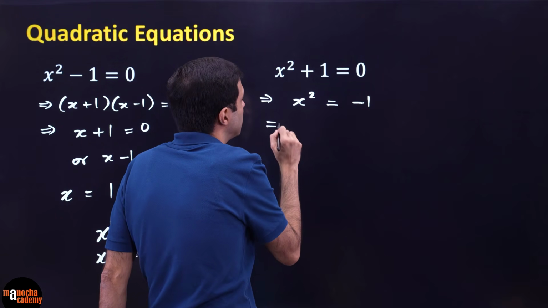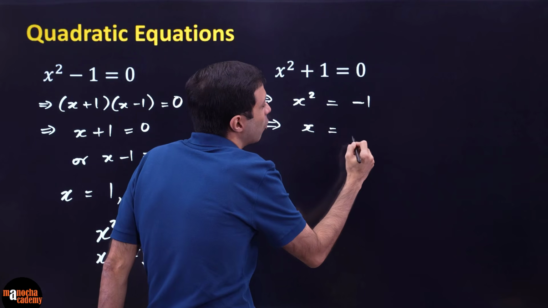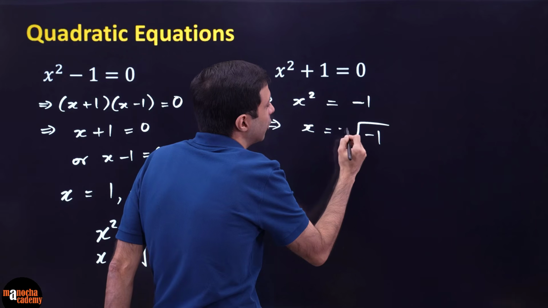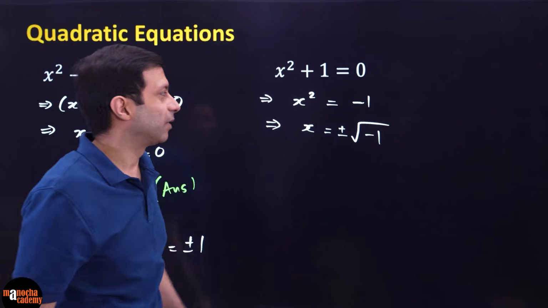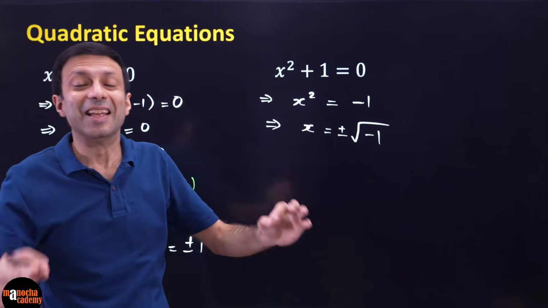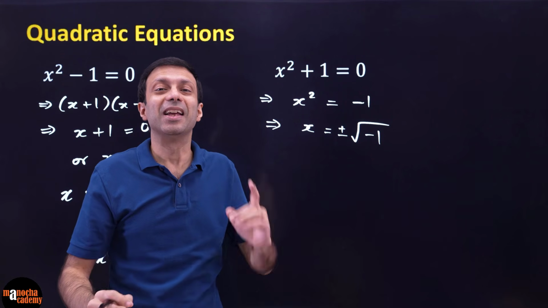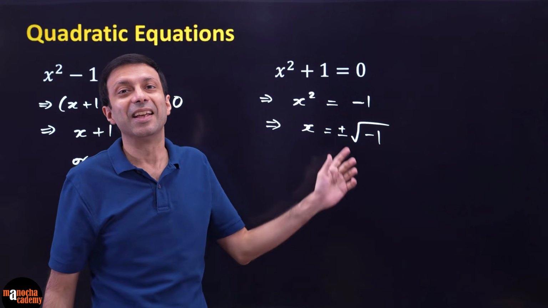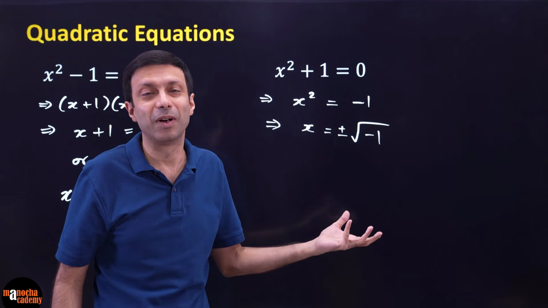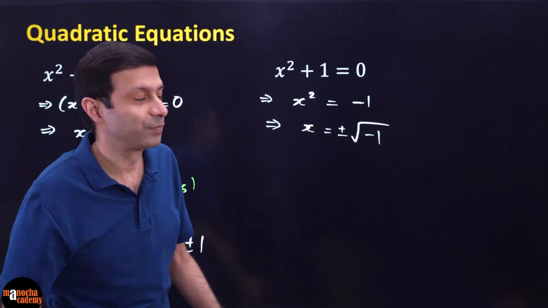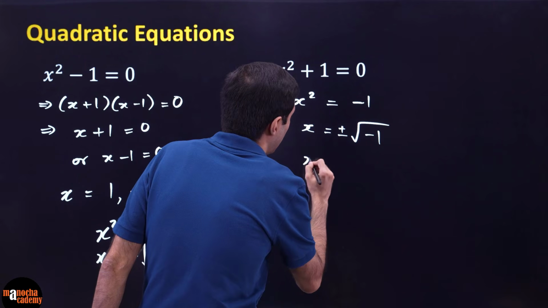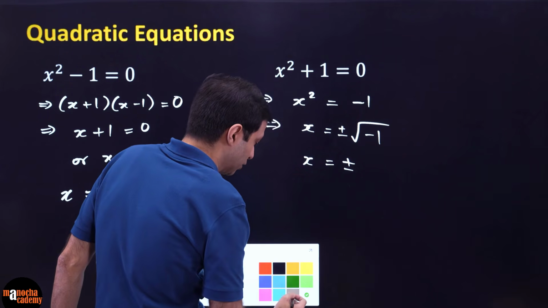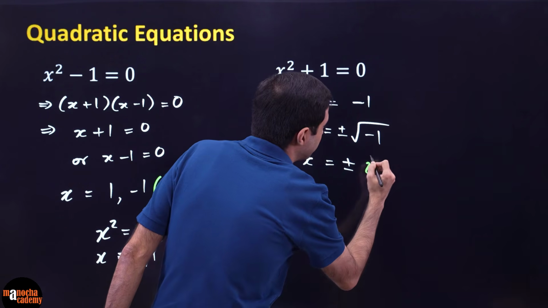So what is Mr. X? Mr. X is square root of minus 1. And when you're doing square root, again you can put a plus minus over here. And who is this minus 1 guy? Square root of minus 1 is exactly what Euler defined, like we talked about in the previous slide. This is your imaginary number represented by iota. Okay, so basically x equals plus minus, and this guy is your iota.